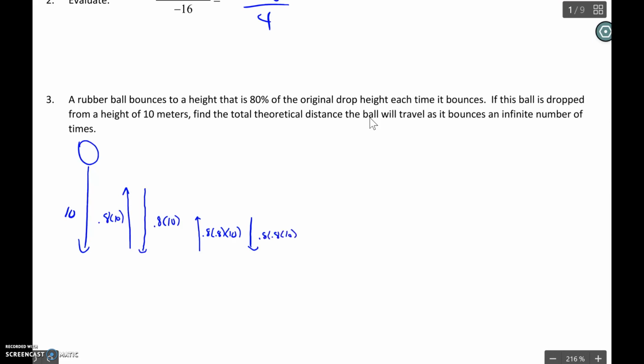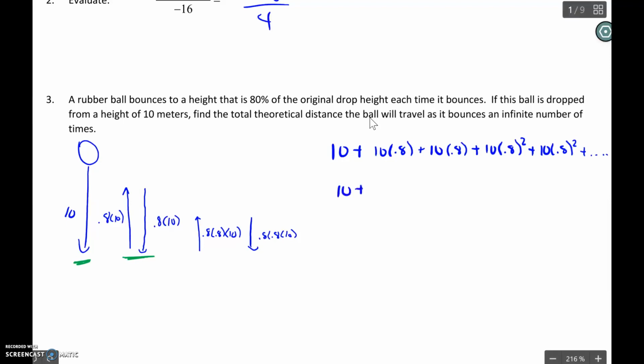So this is a geometric sequence, right? It's going to keep going 80% of the previous one, so times 0.8. So if we write out our terms, we have 10 plus 10 times 0.8 plus 10 times 0.8. So that's these two, right? So we've done this one, and we've done those two. Now it's going to go again. 10 times 0.8 times 0.8, which is 0.8 squared, plus 10 times 0.8 squared again. And it's going to keep going, cubed to the fourth to the fifth, all that.